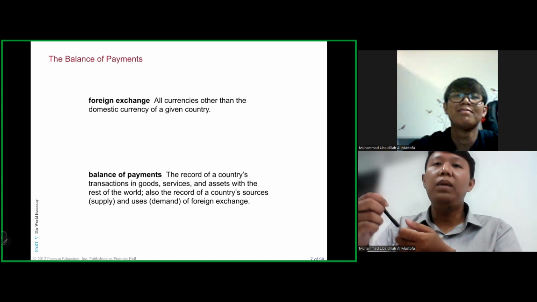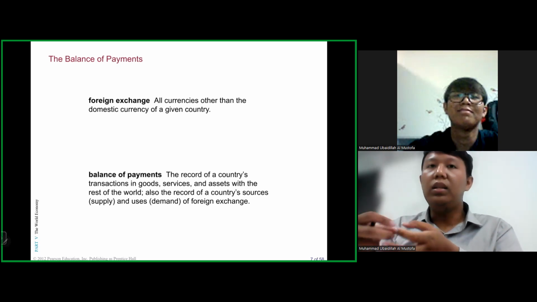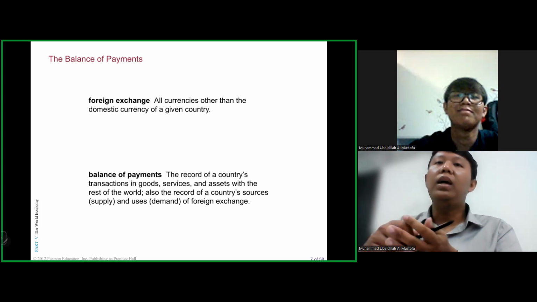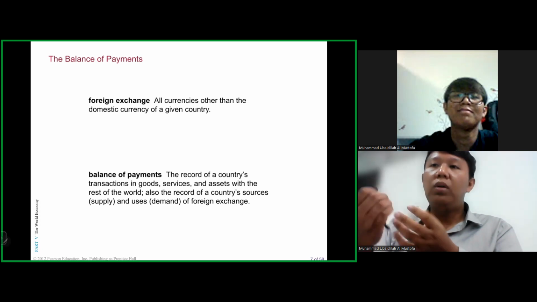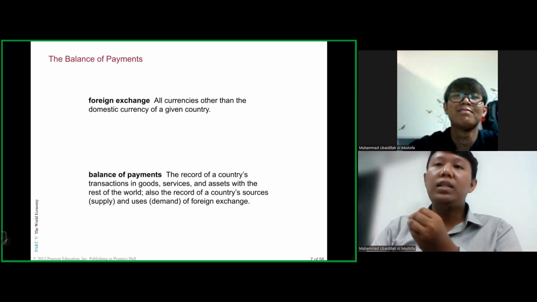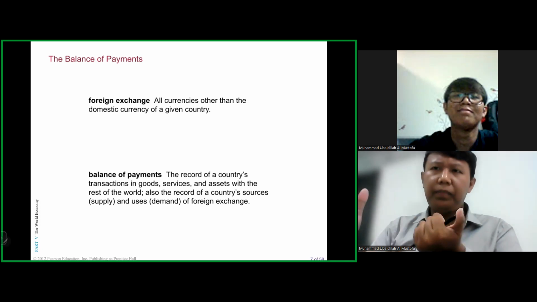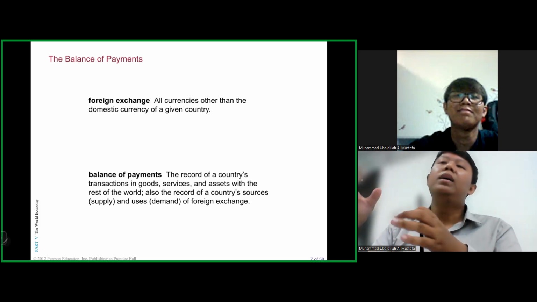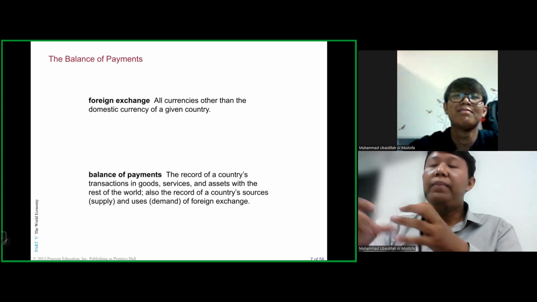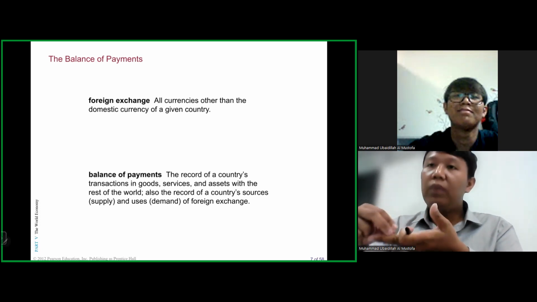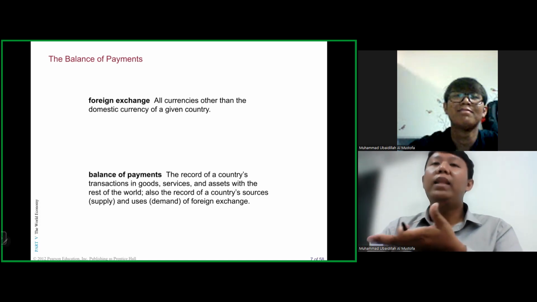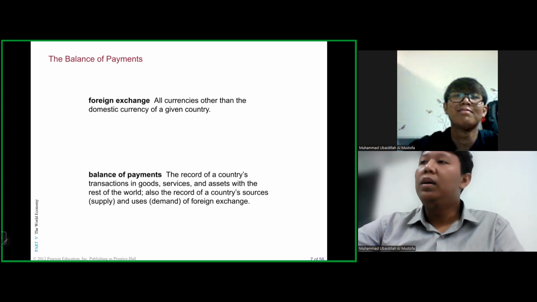So what is balance of payment? It is the record of a country's transactions in goods, in services, in assets with the rest of the world. It is also the record of the country's sources and uses of foreign exchange. So we can track down the economic activity between one country and others by analyzing their balance of payment. Right.